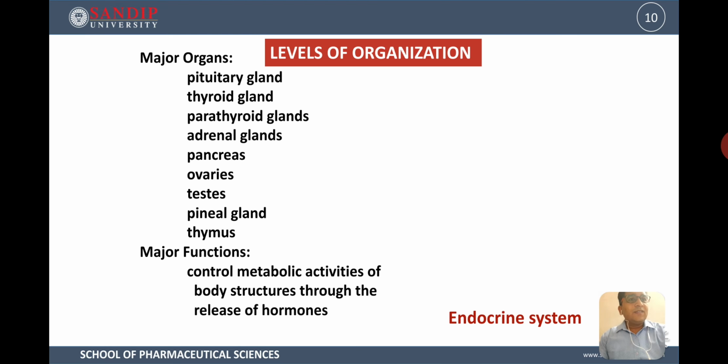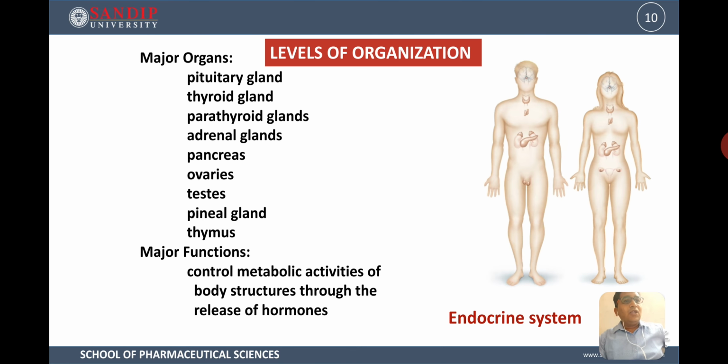Then the next system is the endocrine system. Immediately after the central nervous system, we can take the endocrine system. Endo means within, crine means glands. So these are the glands present inside the body. The major organs in this system are the pituitary gland, thyroid gland, parathyroid gland, adrenal gland, pancreas, ovaries, testes, pineal gland, and thymus.